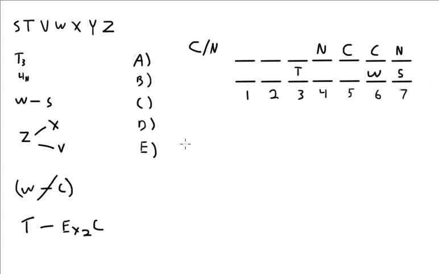15 asks us who has to be before T. It wants us to answer who is it that's before variable T. So in other words, who has to go in either position 1 or position 2.